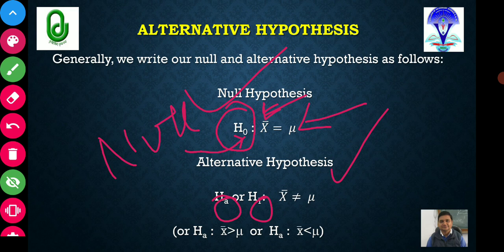So what may be the possibility? Either the sample mean will be greater than population mean, or it will be lesser than the population mean. So here you can write alternate hypothesis in another way also. HA is x bar greater than mu, or HA is x bar lesser than mu. So these are also alternate hypotheses. There will be only one null hypothesis, but there can be many alternate hypotheses.